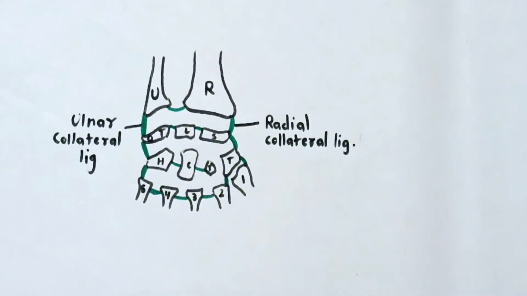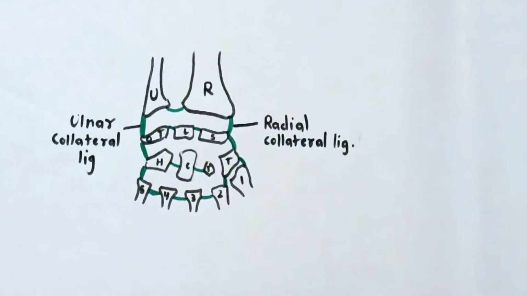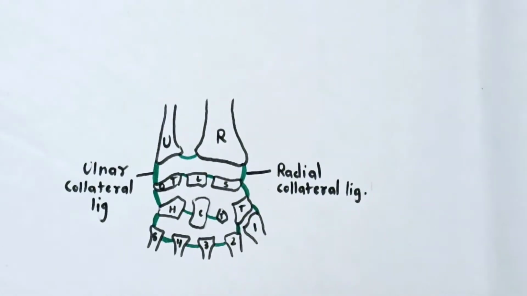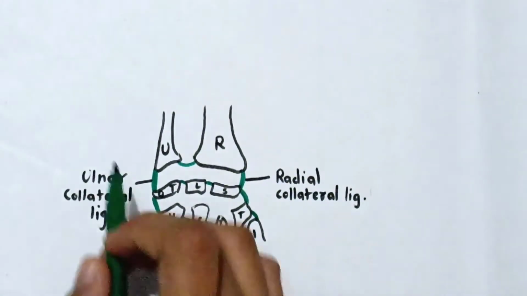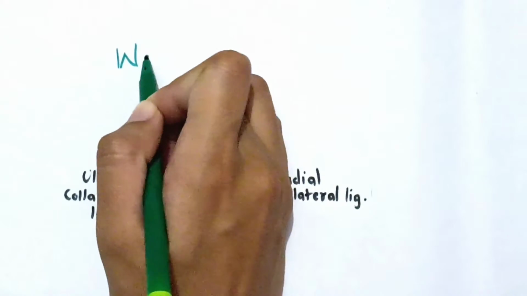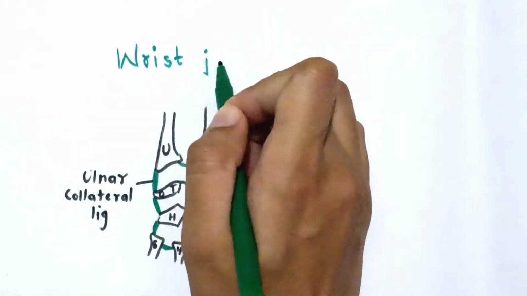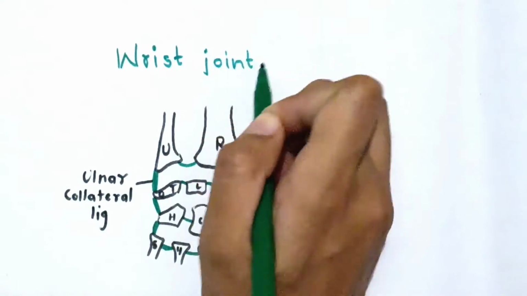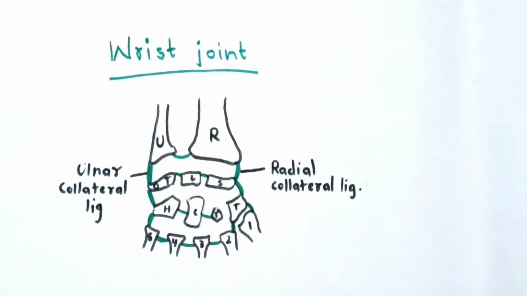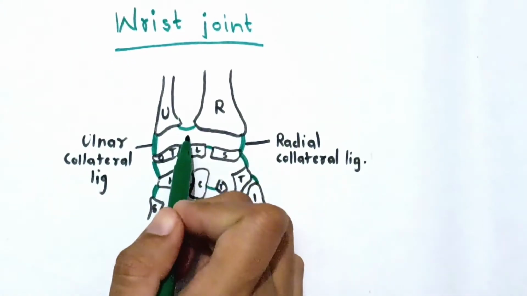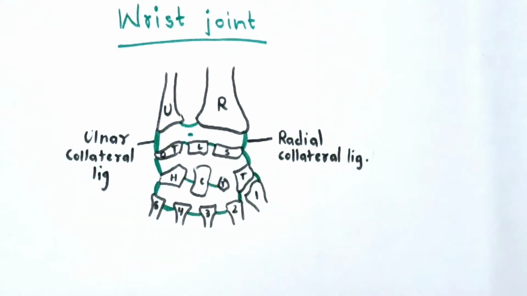Myself Alfia Qureshi. So in the last video we talked about the carrying angle. Now in this video we will be discussing our last joint of the upper limb, that is the wrist joint. So today's topic is wrist joint. So here is a diagram of the wrist joint. This one is the wrist joint.